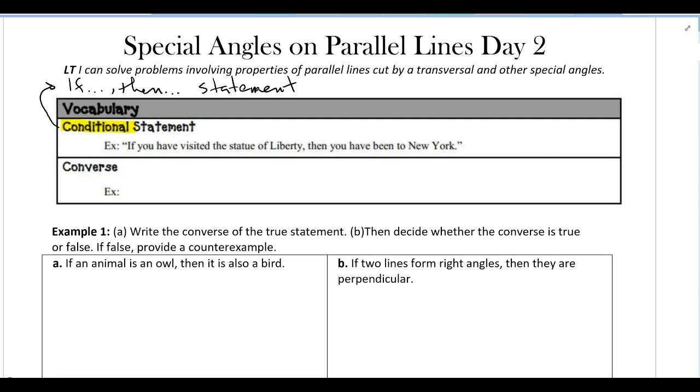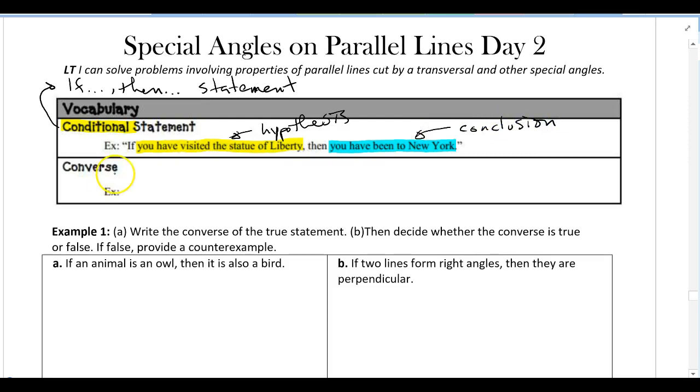So here's our conditional statement. If you have visited the Statue of Liberty, then you have been to New York. So we have two parts of this statement. We have what's called the hypothesis. So the first part here, this is called the hypothesis, which you may have heard from science. Then you have been to New York. We have this part here, you have been to New York. This is called the conclusion. So we have the hypothesis and the conclusion.